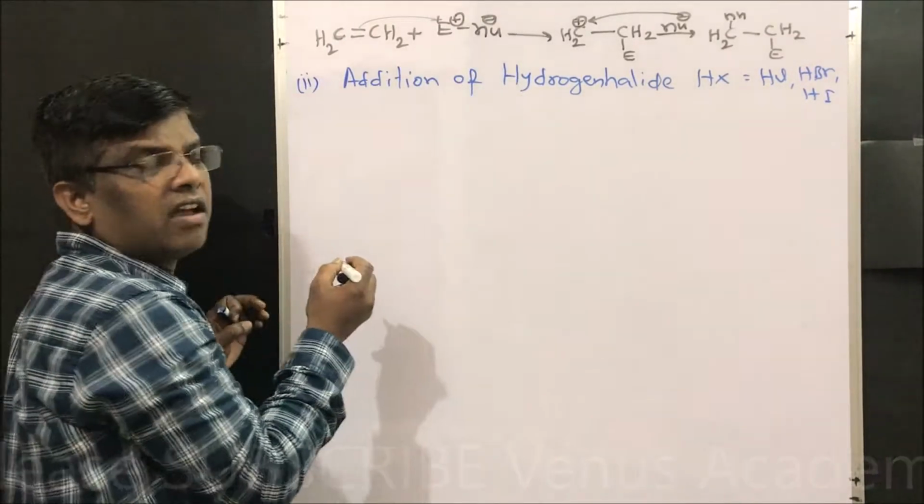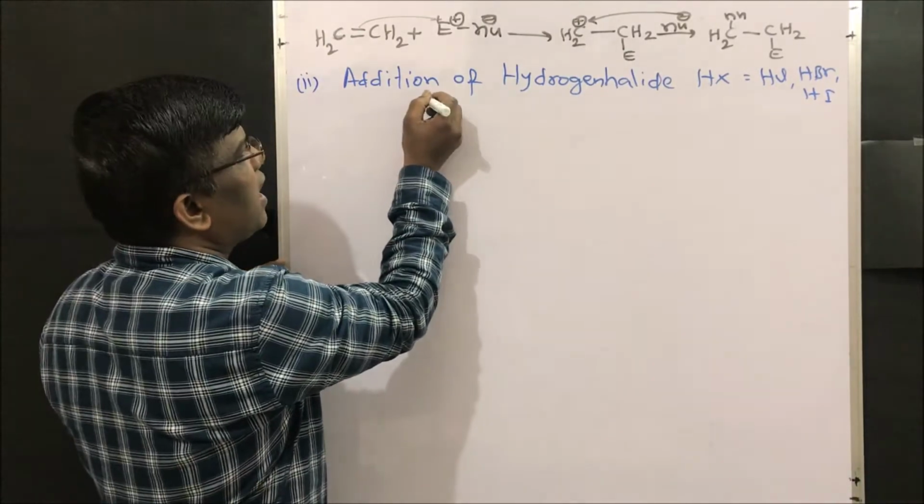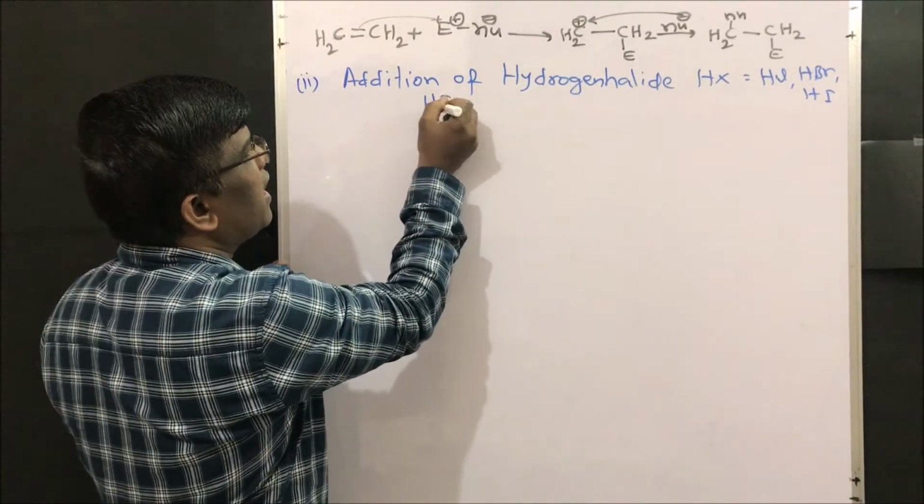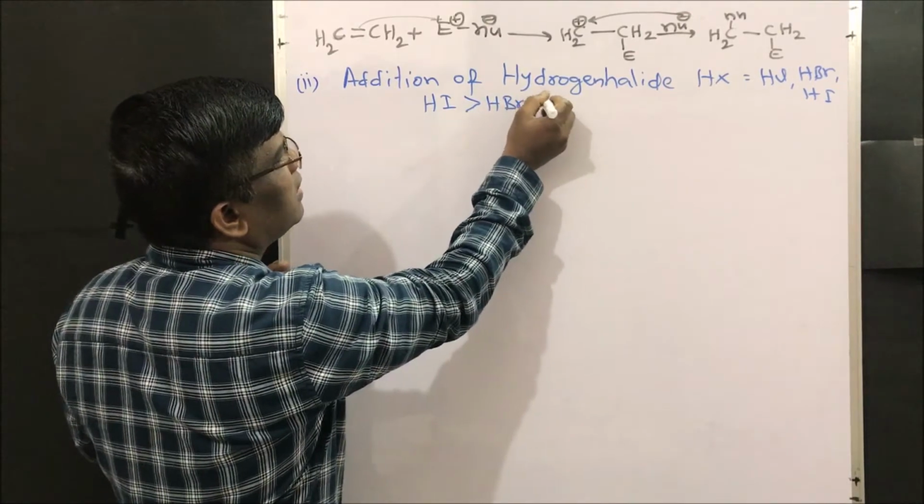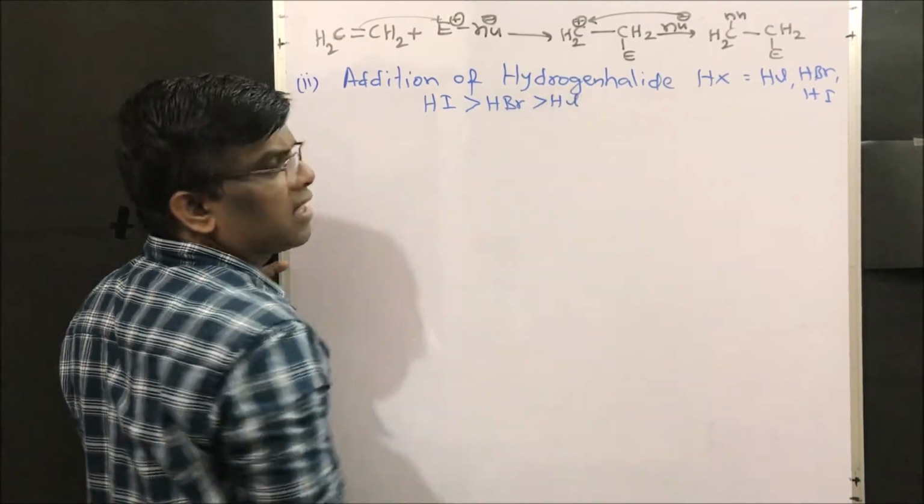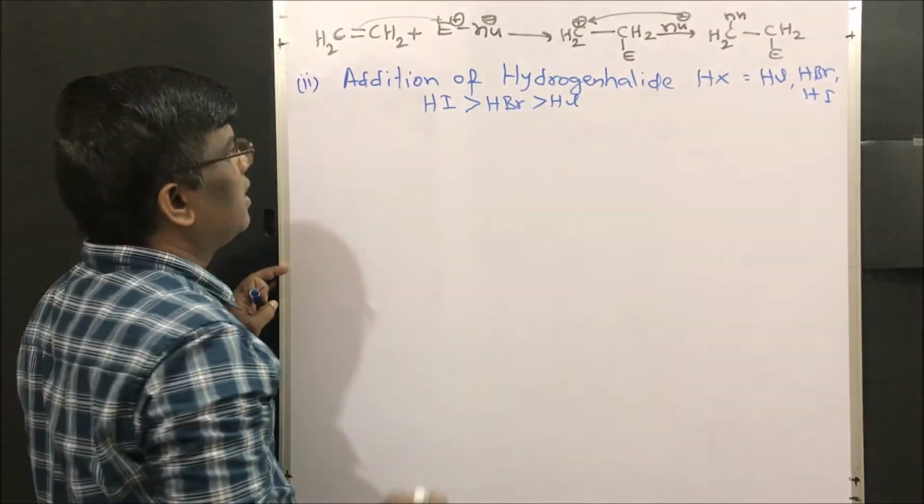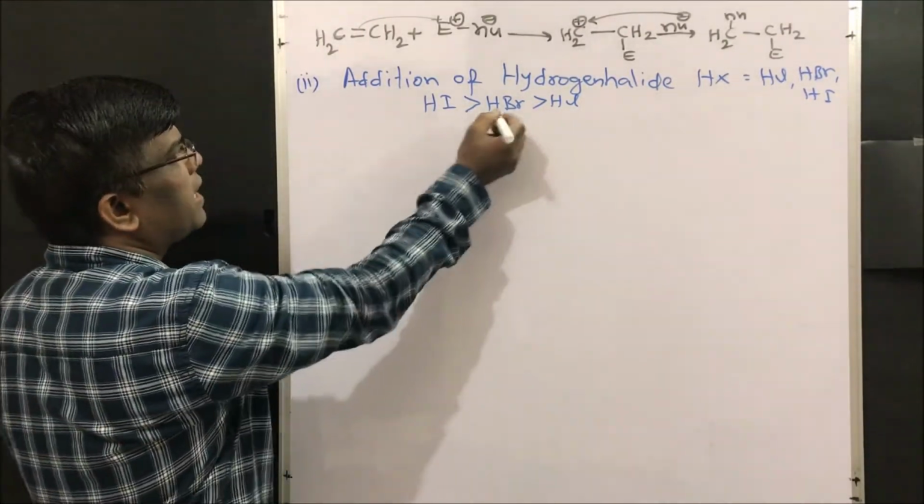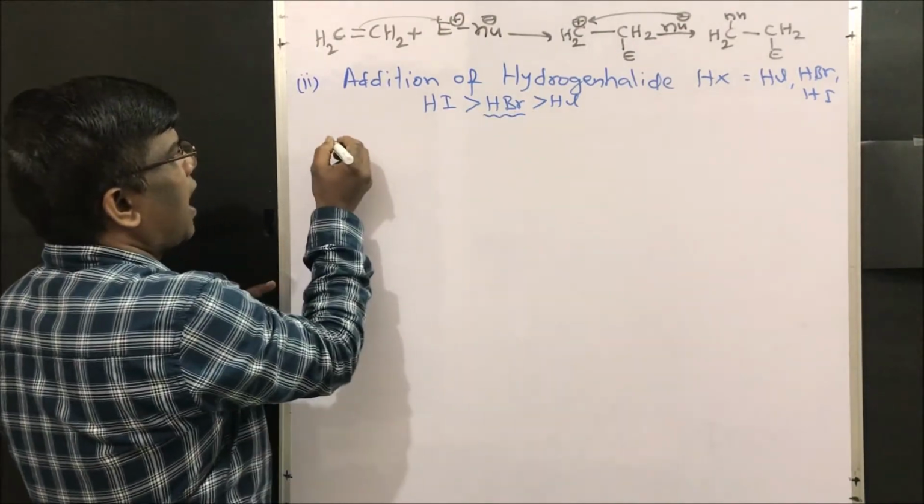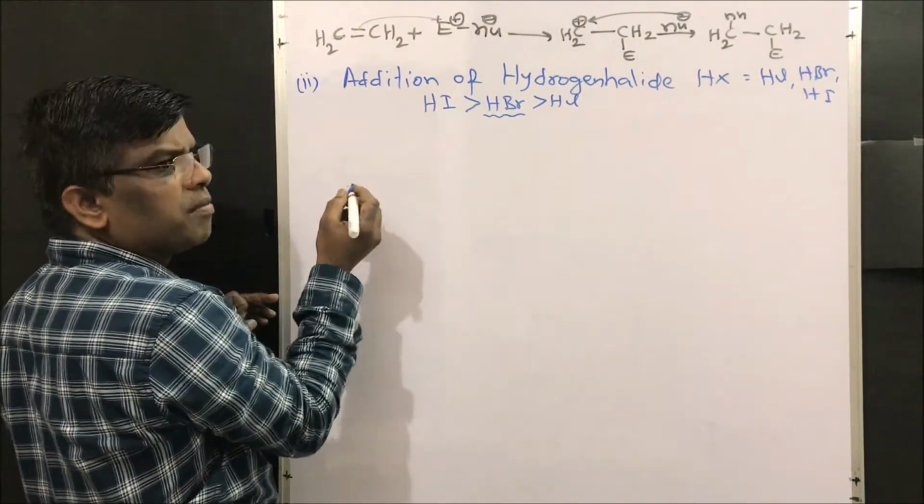What is the reactivity order of these hydrogen halides? Hydrogen iodide is more reactive than hydrogen bromide, then hydrogen chloride. This is the reactivity order. So let us discuss in detail with mechanism by taking HBr. Addition of HBr to symmetrical alkene.